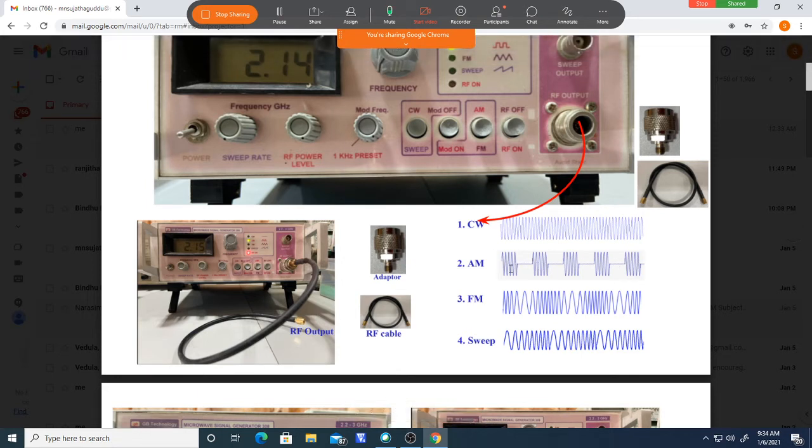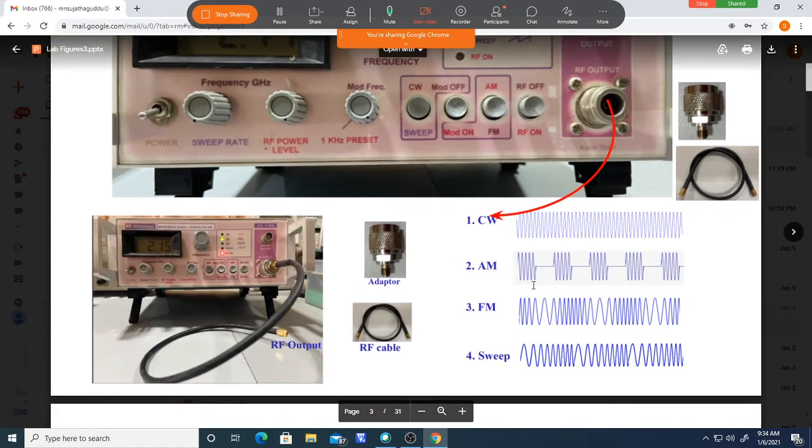This is AM, ASK. I think you studied ASK, amplitude shift keying, modulated. This is called square wave modulated, an ASK kind of thing here. ASK signal, amplitude modulated. This is called an amplitude modulated signal. This is a frequency modulated signal. And this is a sweep signal.